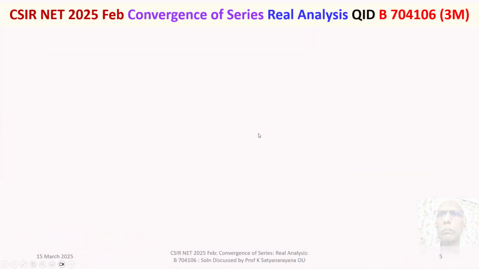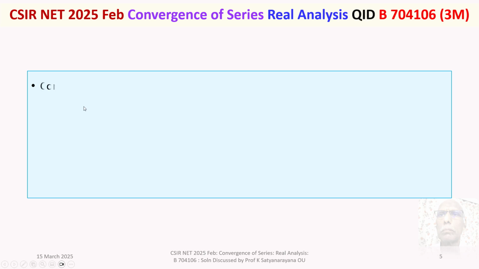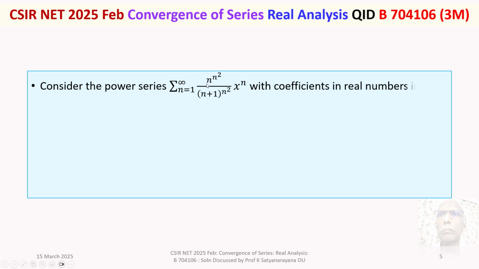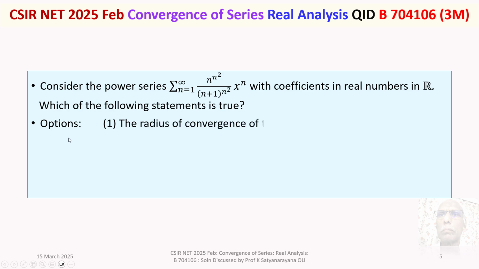The given question is: consider the power series sigma n equals 1 to infinity, n power n squared by (n plus 1) power n squared, into x to the power of n, with coefficients in real numbers R. Which of the following statements is true? We are given 4 options.